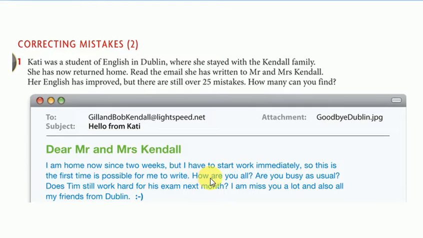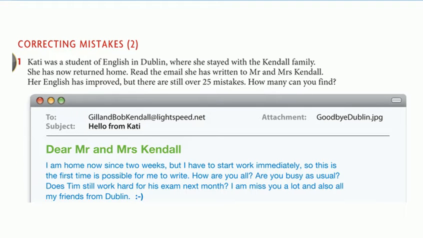How are you? Are you busy as usual? All right. Does Tim still work hard for his exam next month? Because the exam is going to be held next month, it's wrong to say, does Tim work? So the correct would be, is Tim still working? So, these are some of the mistakes in this passage that we corrected grammatically.